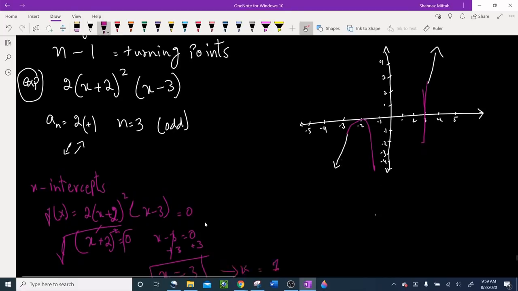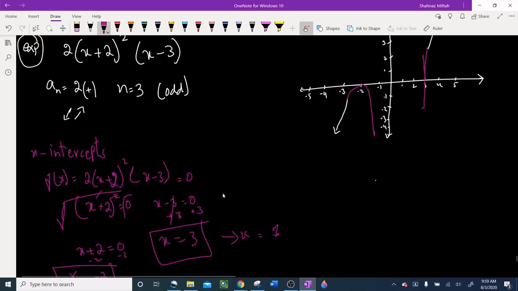Now, next, let's find the y-intercepts. I mean, we need some extra points to plot them and see how the graph is going to go. So I'm going to plot the points. And a y-intercept means when x is 0. So 2(x plus 2) whole squared (x minus 3), plug in 0 for x.